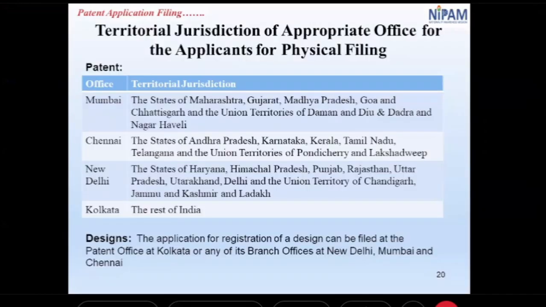Okay, so what is the territorial jurisdiction of the appropriate office for the application for physical filing? I have already told you that there are four types of jurisdiction. If you are falling under the northern states, you can file under the Delhi Patent Office. For the south, it's Chennai, for the western side it is Mumbai, and for the eastern side it is Kolkata.